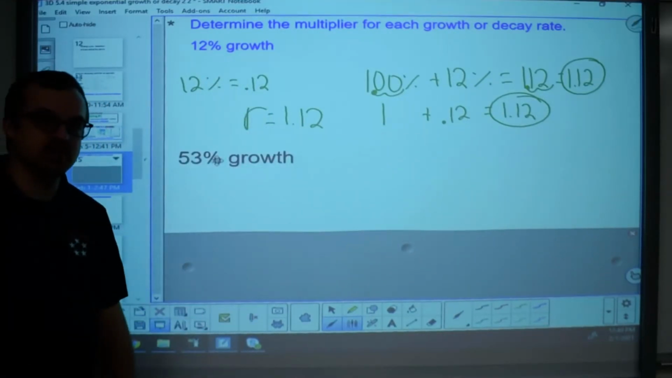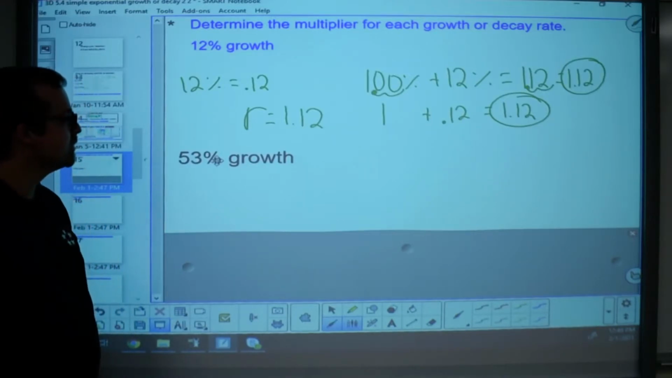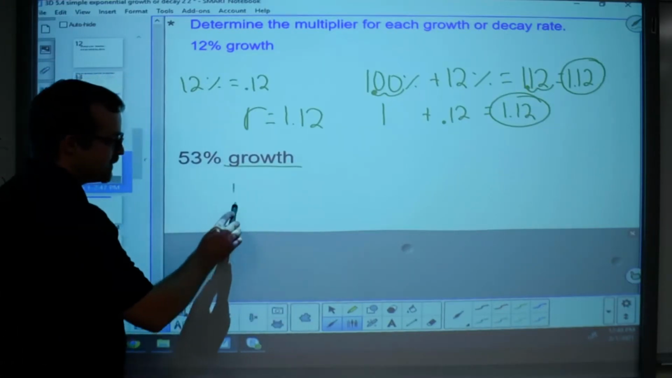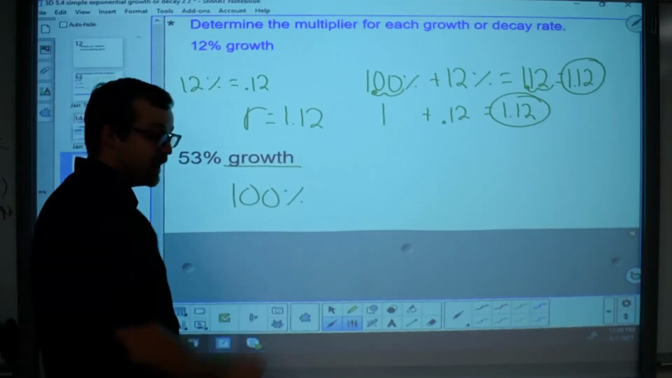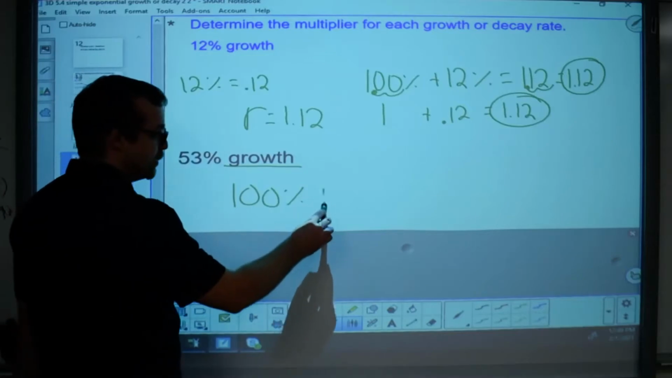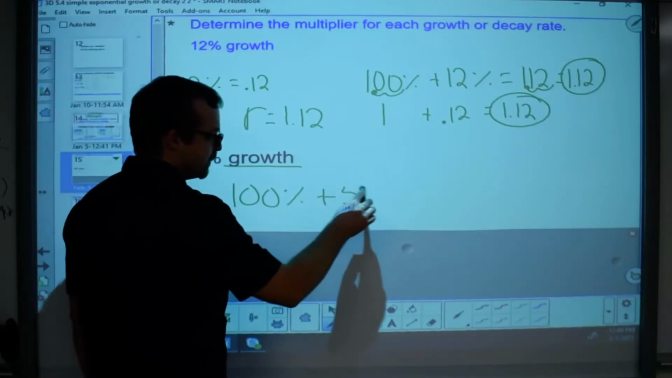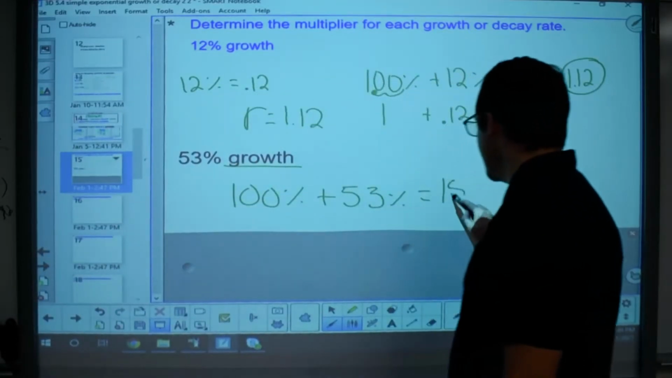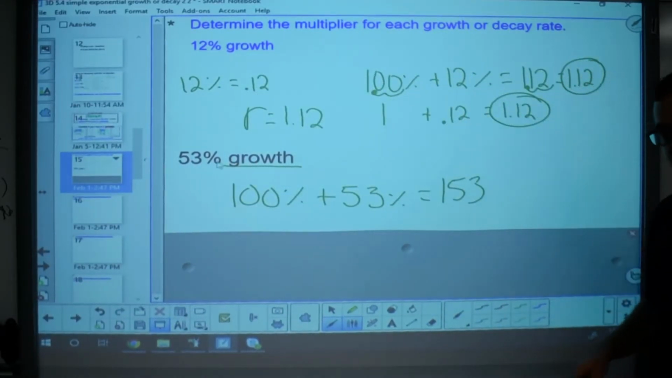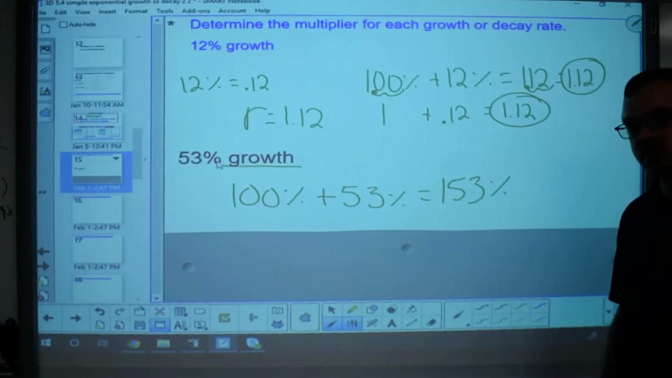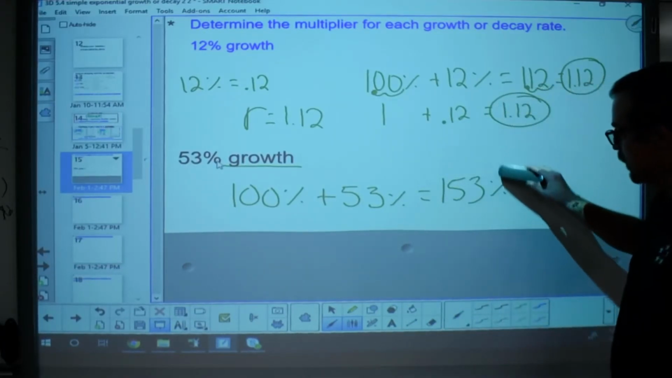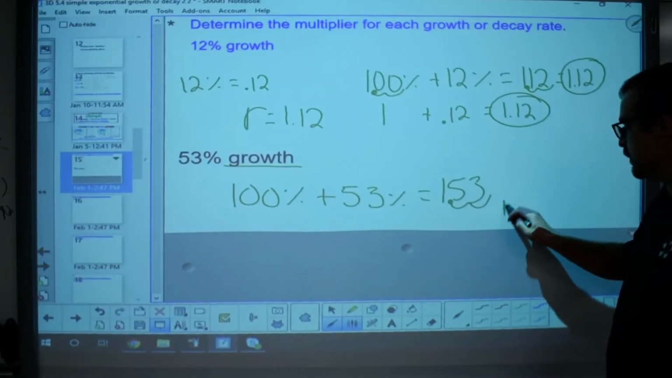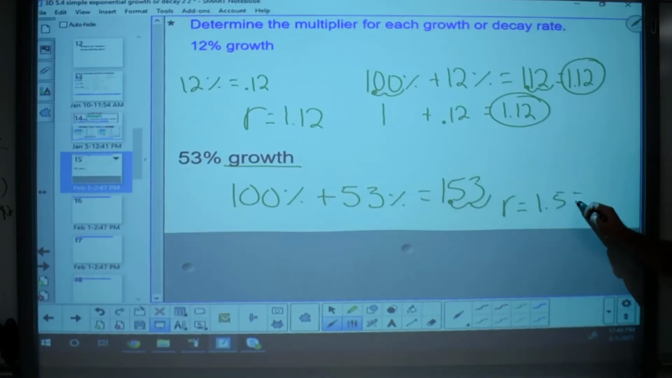What about 53% growth? Give it a shot. All right, so 53% growth, because it's growing, it means I have to start with my original 100% of whatever I have. Growing means I'm adding to it, and now I have to add another 53% to that, right? That would give me 153%, but we never, ever use ratios as percents, right? We just need to convert this over to a decimal. So 153% turns into 1.53. So my ratio here will be 1.53.